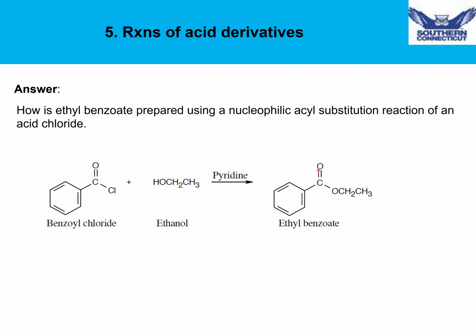In order to figure this out, we want to break this bond between the carbonyl and the ethoxy group and turn the carbonyl into an acid chloride, which would mean we would need to use benzoyl chloride. We would also need to convert this ethoxy group, the leaving group, into an alcohol that we would use as a nucleophile. And so the alcohol that we would need to use would be ethanol.